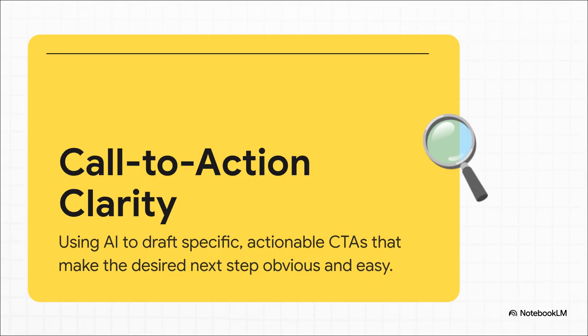All right, the last piece of this puzzle, the call to action, or the CTA. This has to be crystal clear. AI is fantastic at this. It can help you draft CTAs that are super specific and actionable, making it incredibly easy for your prospect to say yes. And that's the whole point, right? To make sure every single email you send is actually moving the conversation forward.